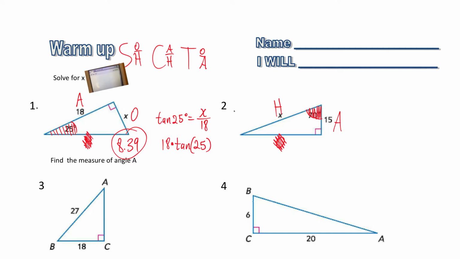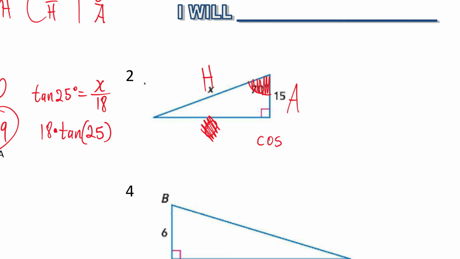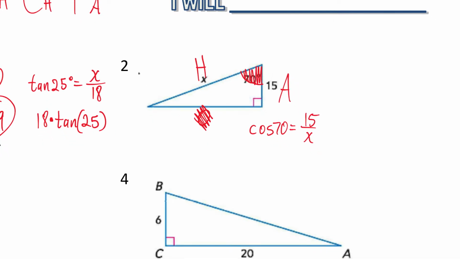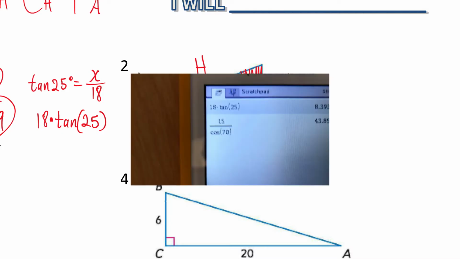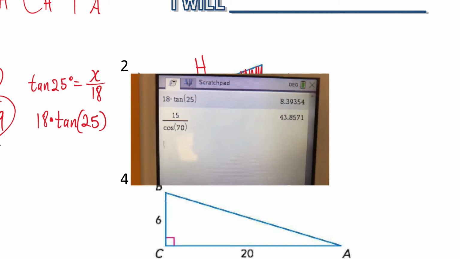So SOH CAH TOA, which one has A and H? The C, the cosine one. So we've got cosine of 70 equals the adjacent over the hypotenuse. Now that the X is on bottom, do I multiply or divide? Divide. So I'm going to go 15 divided by the cosine of 70. And 43.86.